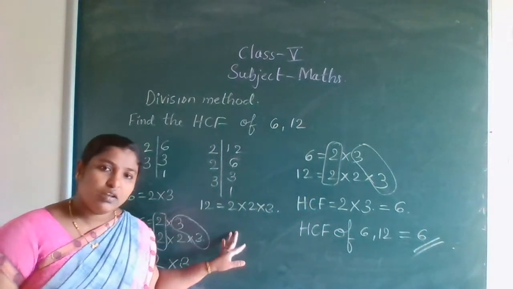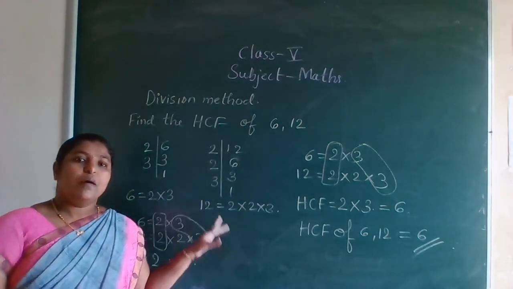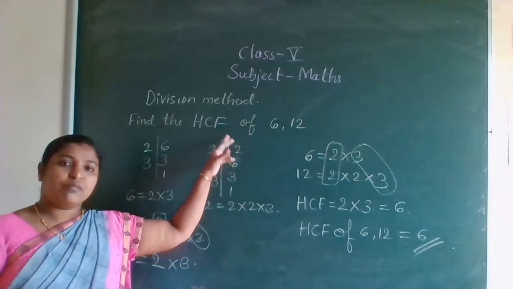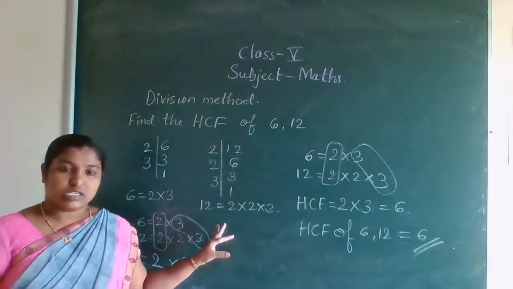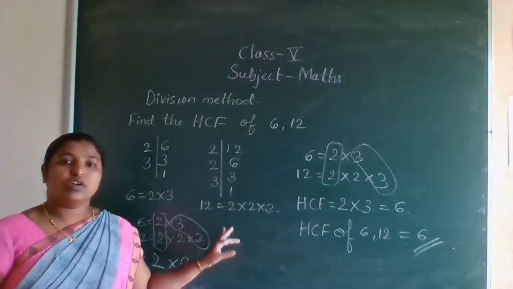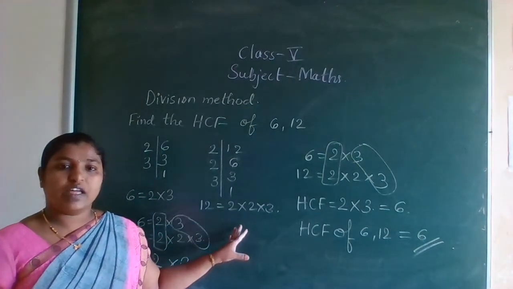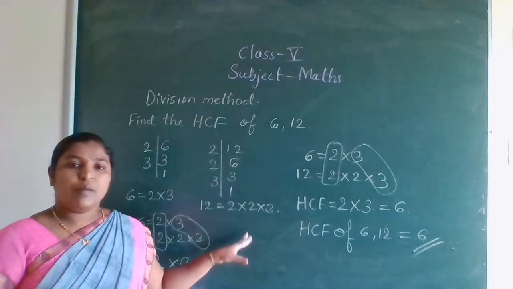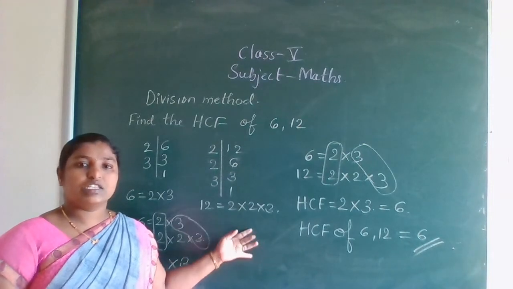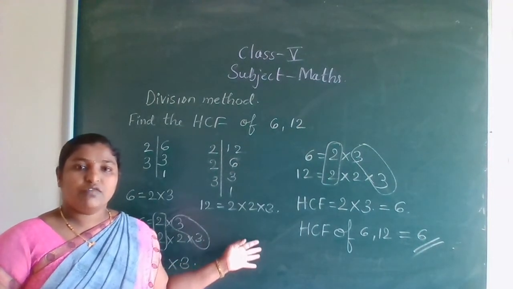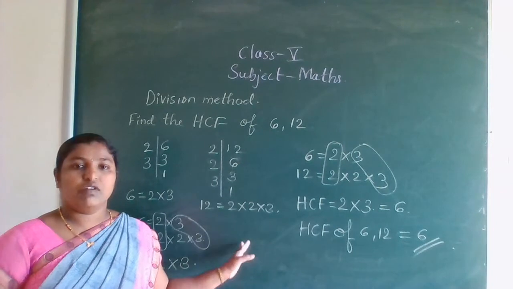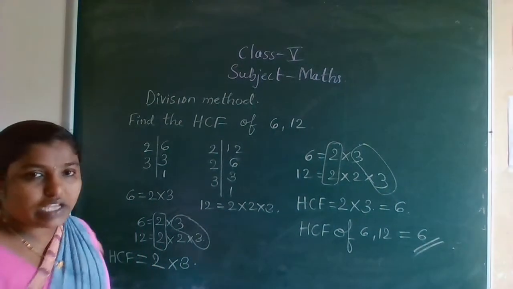Understood everyone? I hope you understood. Finding the HCF by the division method. This is not there in your textbook. For simplification, to understand and to identify the HCF easily, I am telling you this method. This is the division method to identify the HCF of given numbers. I will take one more example.